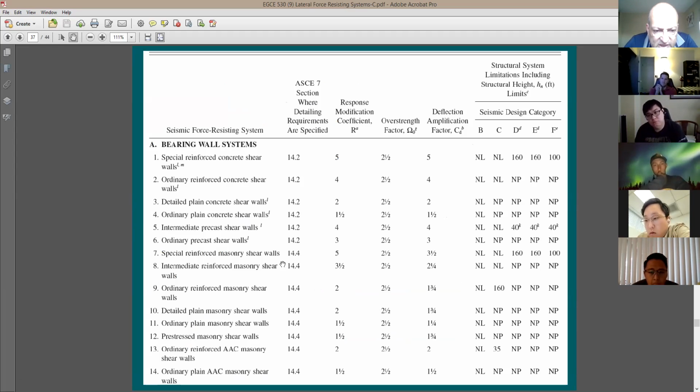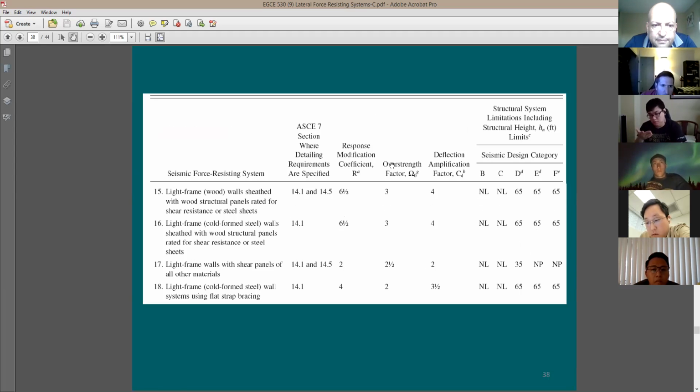Do you guys see the structural steel in here? Yes? No? No. So we don't have it here? We don't, right? Correct. Okay. Anything here? Still under the same one. Light frame, light frame, light frame. We don't have it here.